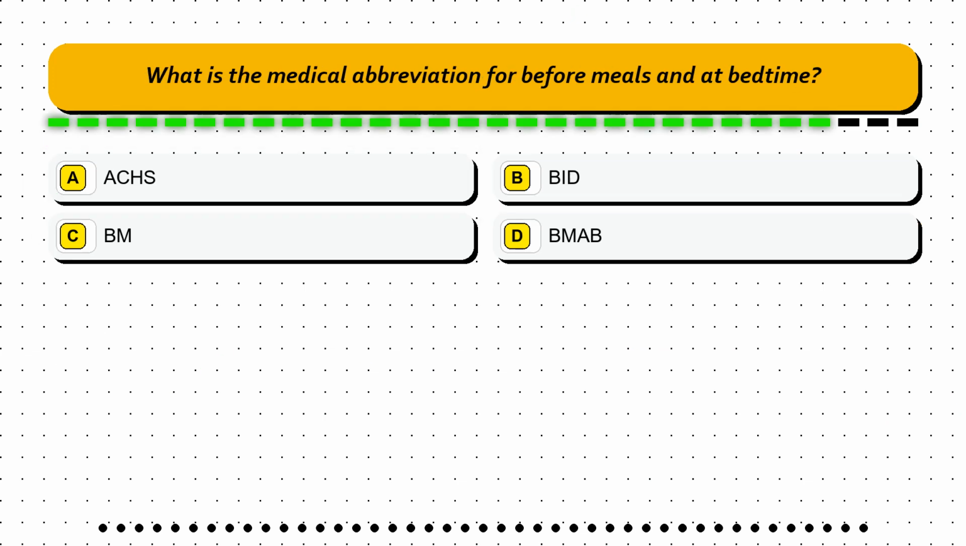Question 6. What is the medical abbreviation for before meals and at bedtime? Option A. ACHS. Option B. BID. Option C. BM. Option D. BMAB.